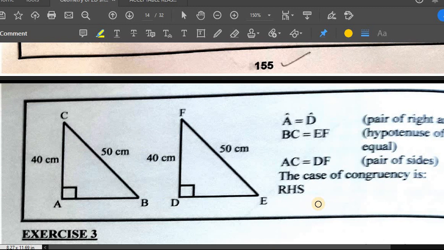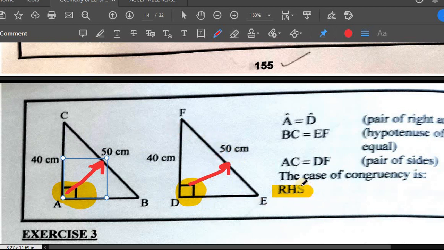Okay, how would you know whether we're using the RHS or not? This right angle, as soon as you see this right angle, we are talking about RHS. You've got your right angle, we check our hypotenuse. Hypotenuse is opposite your right angle. So we are talking about this line here. Can you see the hypotenuse here is 50? Yes, so that's how we got our hypotenuse.